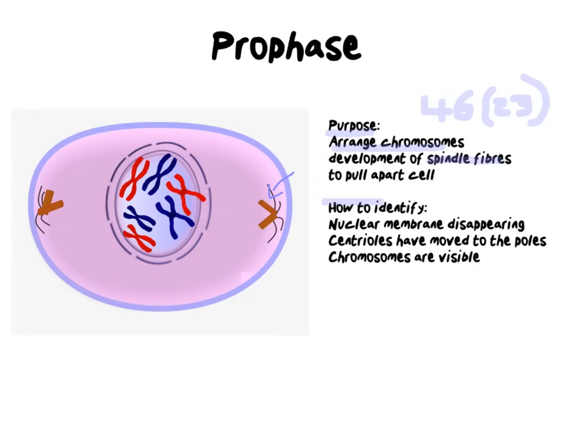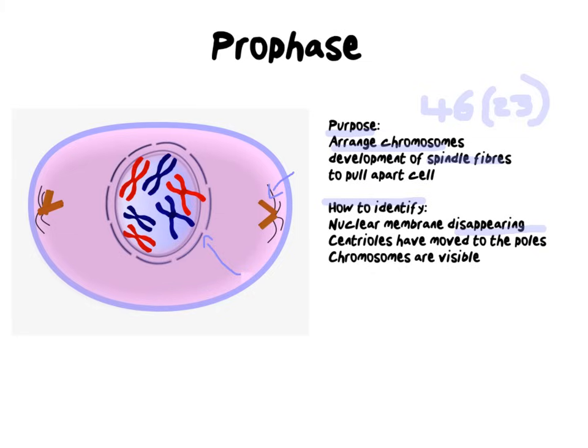Now, how do we identify prophase? We identify prophase by looking for a couple of key changes. First of all, you will notice, if you have a look at this diagram, that the nuclear membrane is starting to disappear. In some pictures, it will be completely gone. In others, they will draw this dotted line. The second thing that you are going to look for is that the centrioles have moved to the opposite poles. In other words, they've moved to the north and the south, or the east and the west of the cell.